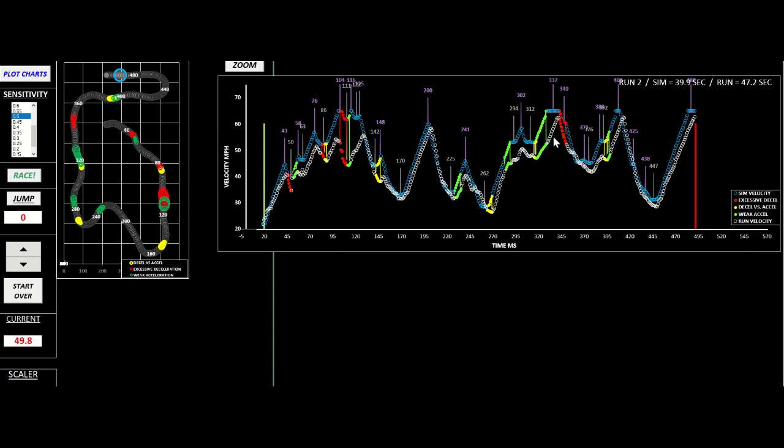Here's another area here where he could have accelerated a little more strongly. It was a weak acceleration. And that's over here on the map. And those are a couple examples. Remember, in all cases, you're comparing against yourself. So these are just the areas where you did the worst on that run.